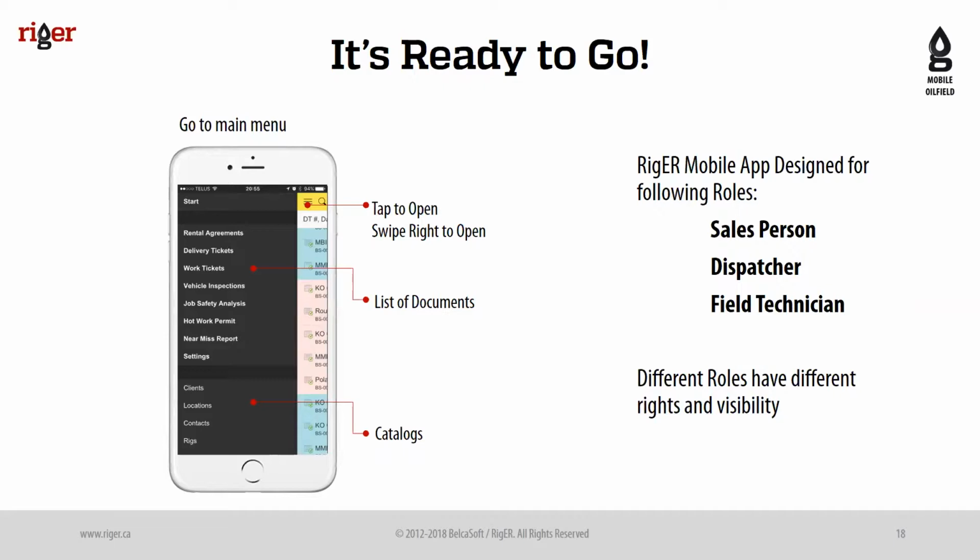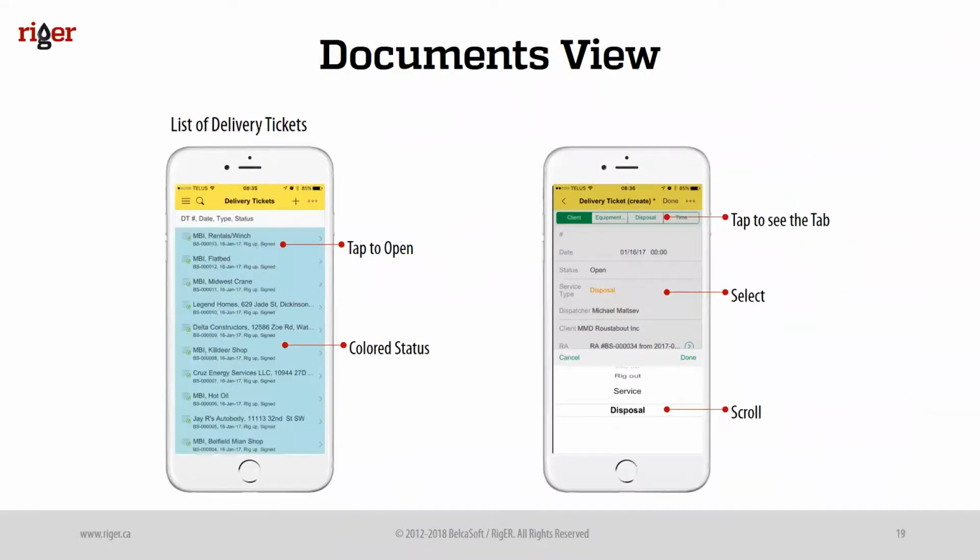However, if you're a field technician, you will see only your particular field tickets or delivery tickets, depending on the information that the dispatcher put in this ticket. So if you're assigned on the ticket, you will see this ticket in your mobile application. Now, if you go to the documents view, for example, rental service agreements or delivery tickets view, you will see the list of documents highlighted with different colors because it indicates the status of the document. So different colors mean different statuses.